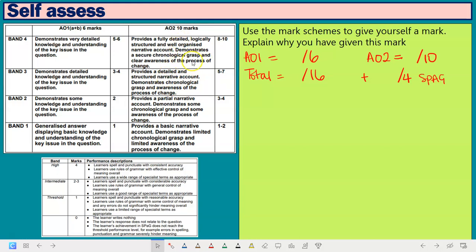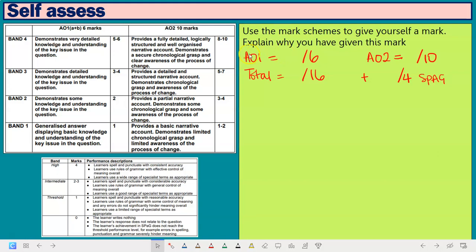The process of change part is when you are talking and you're linking it to contextual events. So for example, I might link the fact that patient care changed during the Industrial Revolution because there was a huge increase in population and that had a direct impact on the need for patient care. Okay, so it's understanding the general context of the time is what puts you into band 4.